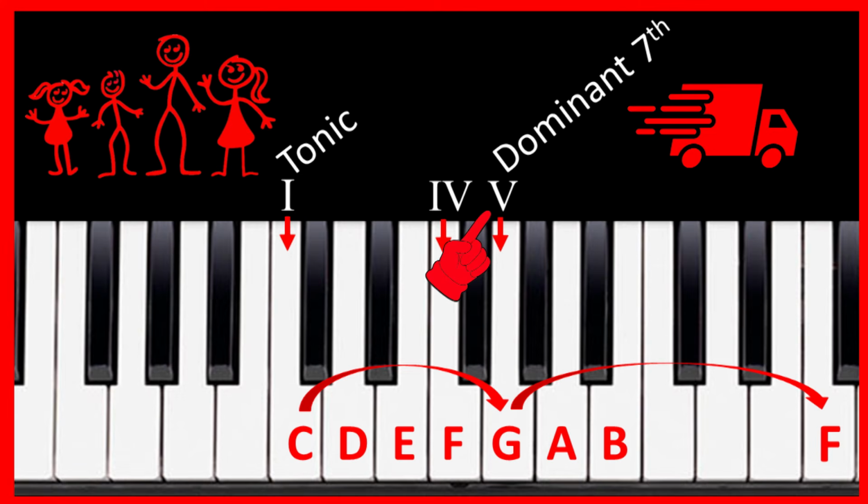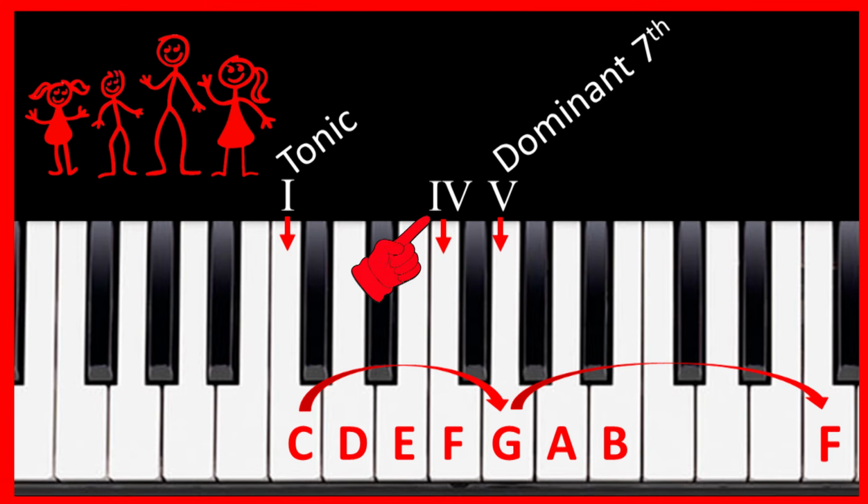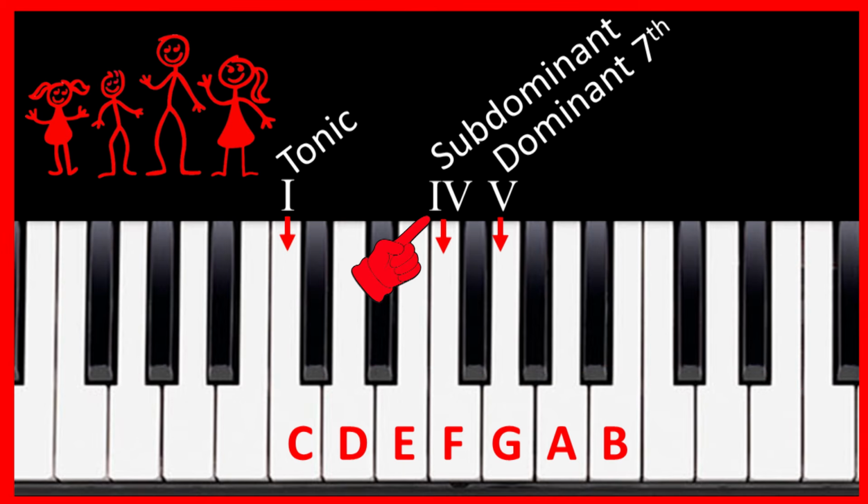Okay, here we go. The dominant 7th chord drives us home to the tonic, the home tone. Doesn't that feel better? Now let's look at the chord built on the 4th note of the scale. Its new name is the subdominant, which in the key of C is the F chord.